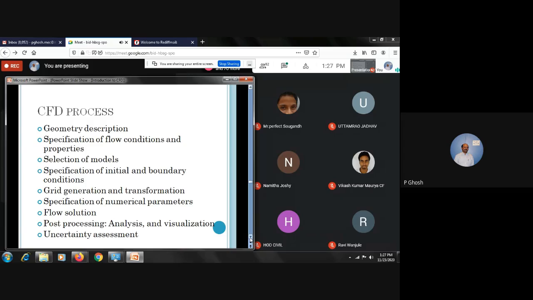Now we have to see the CFD process. Assuming all we are going to use is the CFD software. I already told you there are two approaches. You can write your own code. Now, very few people do that.